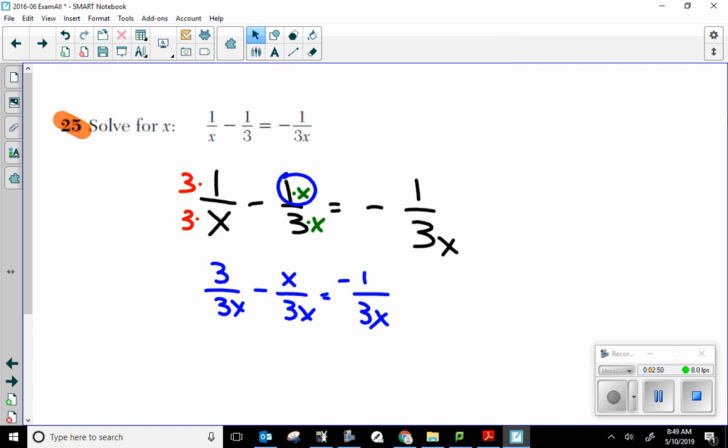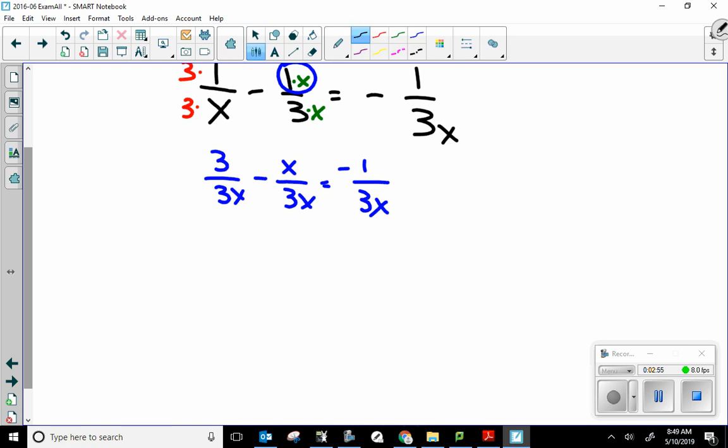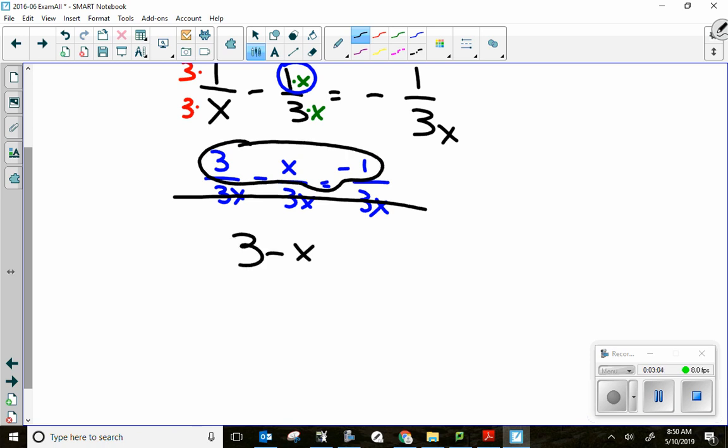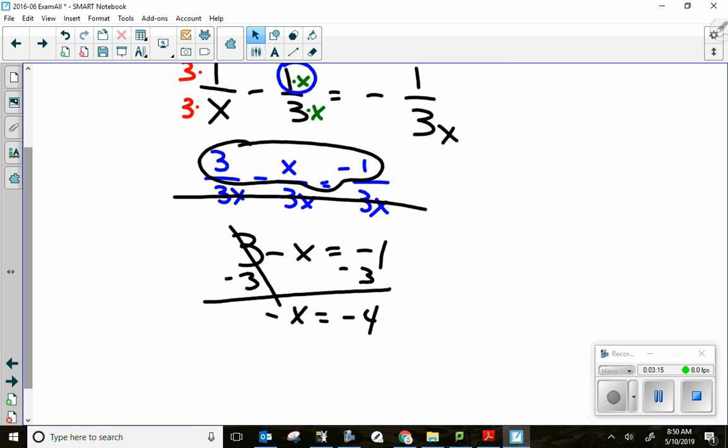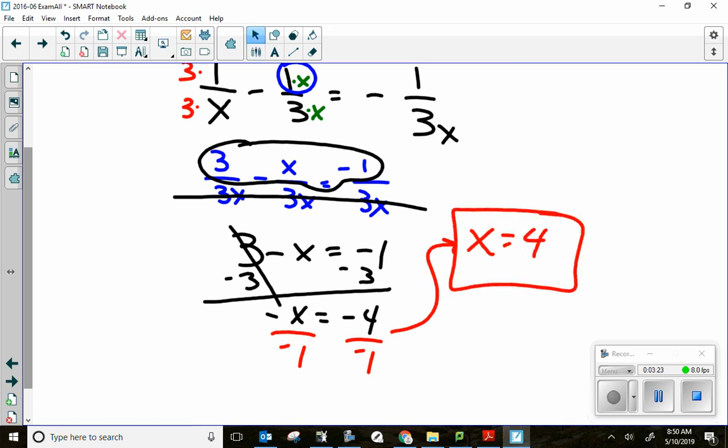When all your denominators are the same and you are adding and subtracting, they are gone. They don't matter. I just have this equation left. 3 minus x equals negative 1. And now it becomes very, very simple. Let's subtract 3 from both sides. Negative x equals negative 4. And if I divide both sides by negative 1, my x equals 4. Done and done. Simple and easy.